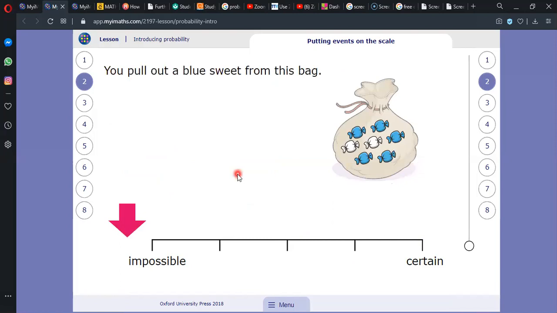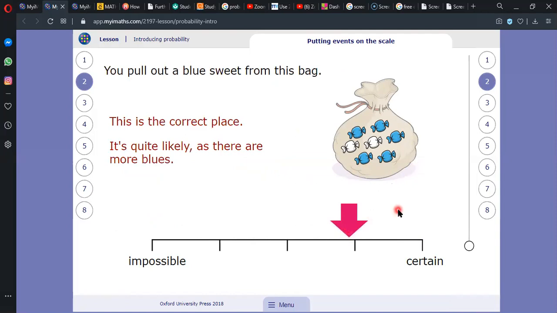Now let's come here and talk about a bag of sweets. If you pull out a blue sweet from this particular bag, what is the chance that you're going to pull out a blue sweet? If I look at it, I have a total of 7 sweets, and the blue ones are 5. So 5 out of 7. 5 is very close to 7, so it should be somewhere around here. Exactly, and that is correct. So it's quite likely, as there are more blues than whites. So it's quite likely that you pull out a blue sweet from this bag.